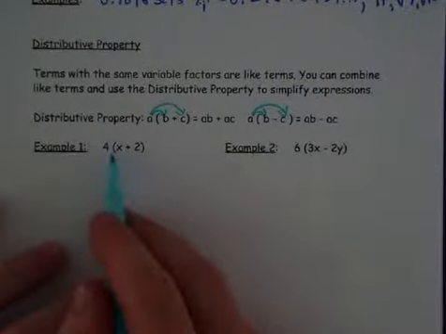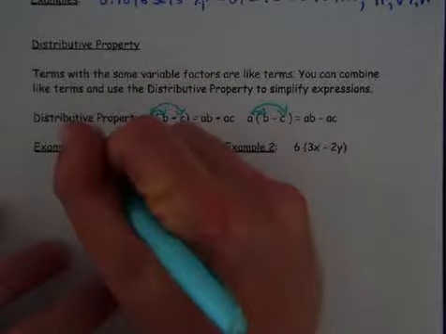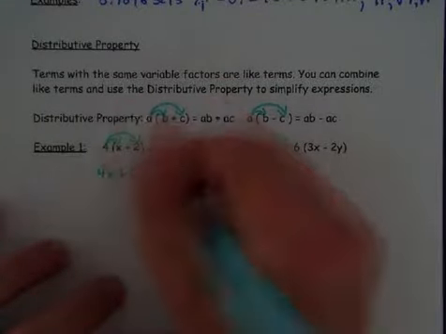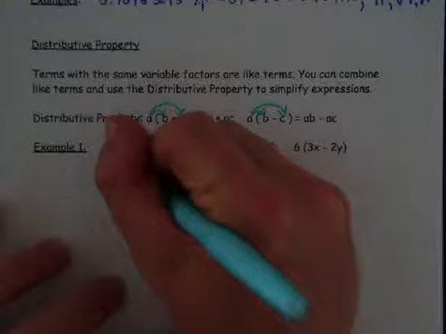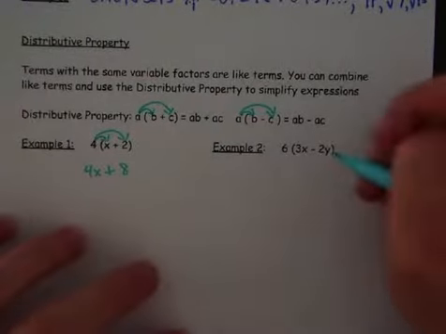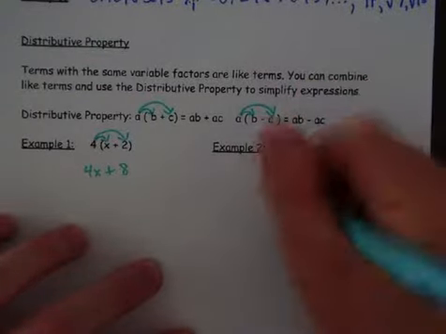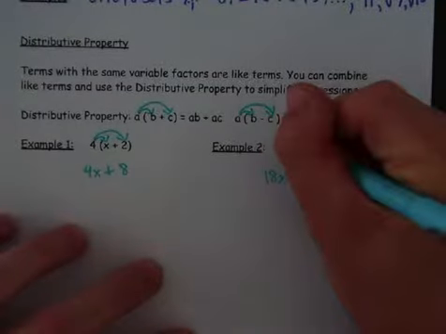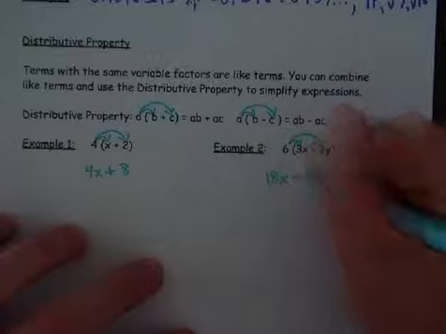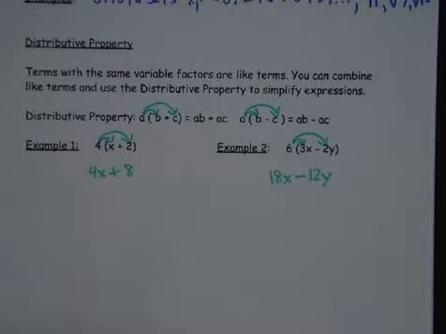Well, let's say we had 4 times the quantity, x plus 2. We can distribute, so we get 4 times x plus 4 times 2, all right, or 8. Here's another example. Here we have 6 times the quantity 3x minus 2y. We're going to get 6 times 3x, or 18x. We're going to get 6 times negative 2y, or negative 12y. 18x minus 12y. So that wraps up all of our notes for Chapter 1.